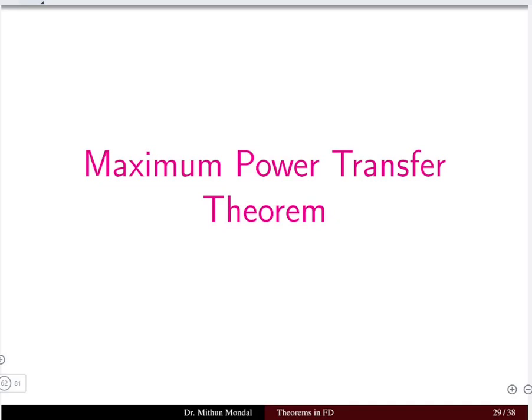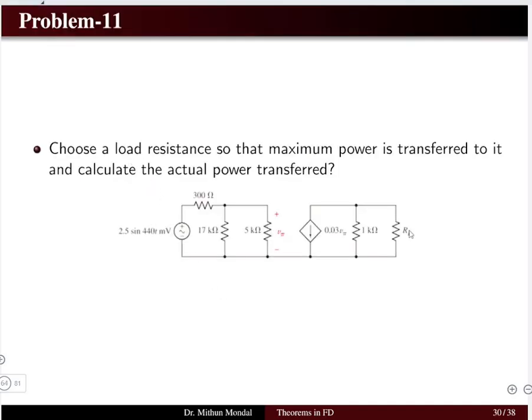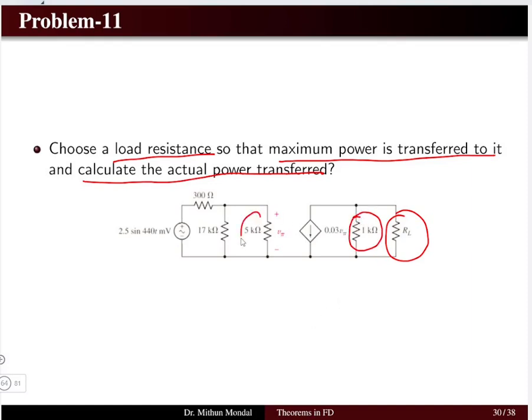We go for the maximum power transfer theorem. So the problem is: choose a load resistance RL so that maximum power is transferred to it, and calculate the actual maximum power that is being transferred to the network. Now here in the circuit we have a resistor of 1 kilo ohm, a resistor of 5 kilo ohms, a resistor of 17 kilo ohms and 300 kilo ohms.